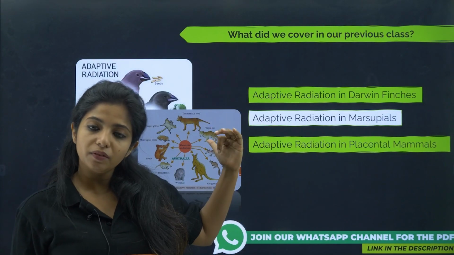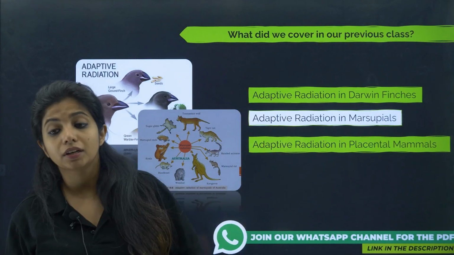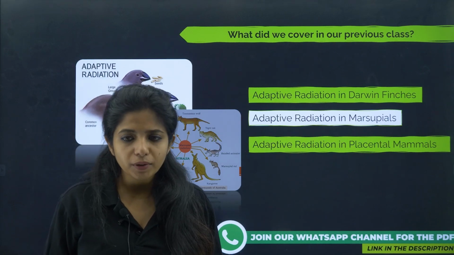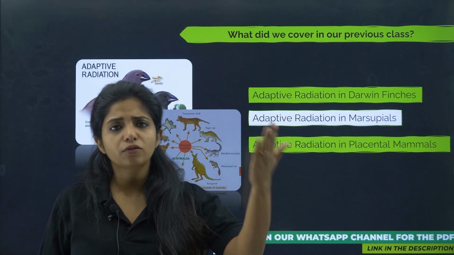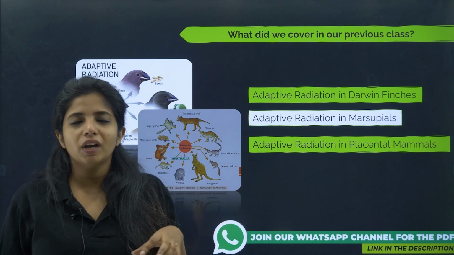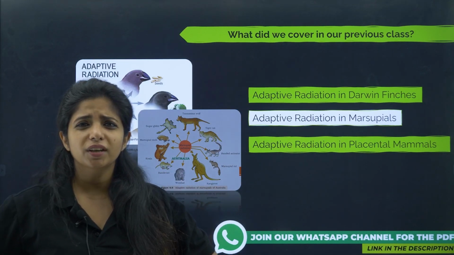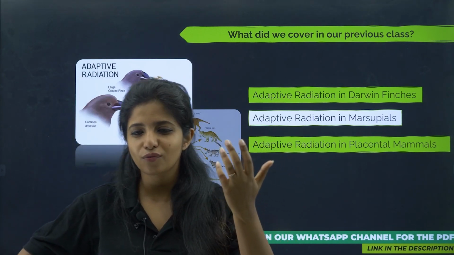In the immediate previous session, we spoke about adaptive radiation in Darwin's finches, and then the marsupials, and then the cute little placental mammals as well. We also spoke about divergent and convergent evolution, and at this point of time, if someone is feeling that, ma'am, what are you talking about? I don't understand this language of biology.